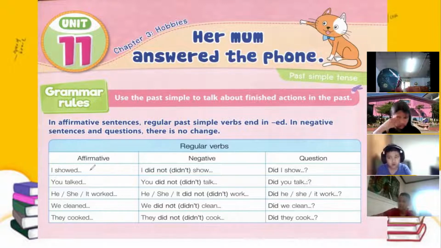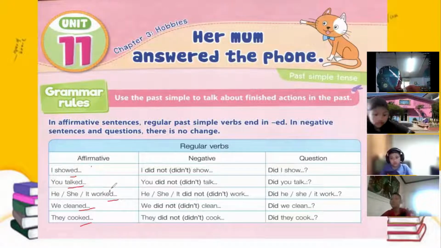Examples are: I showed, you talked, he worked, we cleaned, they cooked. All these are regular verbs. As you can see here, they end with ed.